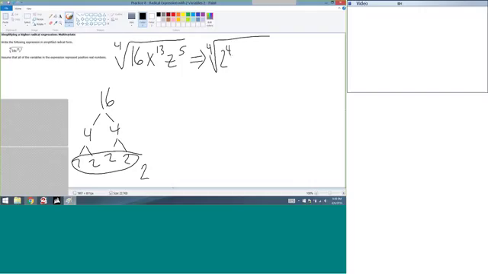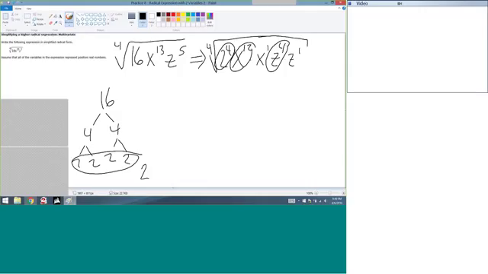Now, since we have a 4, all our exponents have to be broken up into the highest thing that a 4 can divide into. So with 13, we can do x to the 12th and x to the 1st. And then for the z, we can do z to the 4th, z to the 1st. So the only things that we can reduce down are the 2 to the 4th, x to the 12th, z to the 4th.